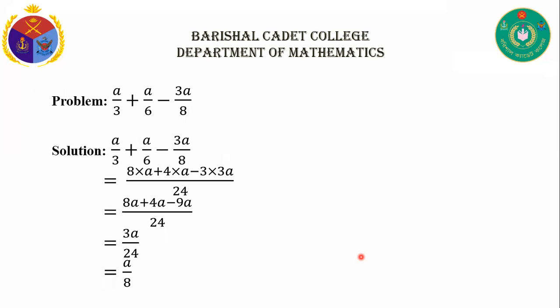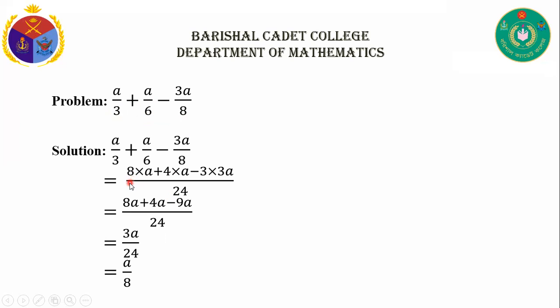So here is another problem: a by 3 plus a by 6 minus 3a by 8. We have to simplify it. For simplification, first we have to find the LCM of the denominators, that is 3, 6, 8. And the LCM of 3, 6, 8 is 24.